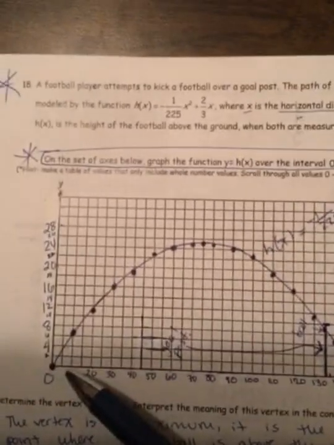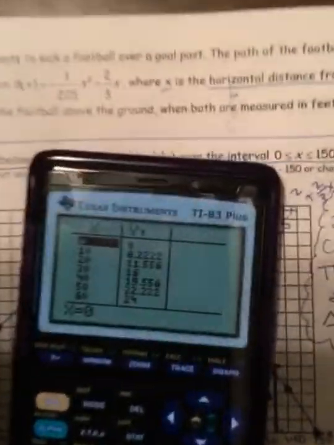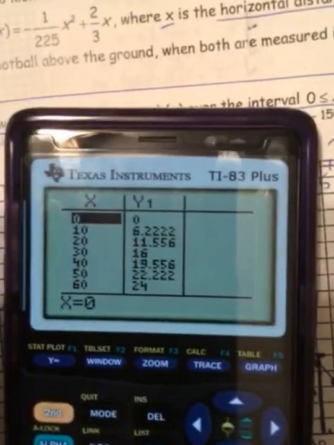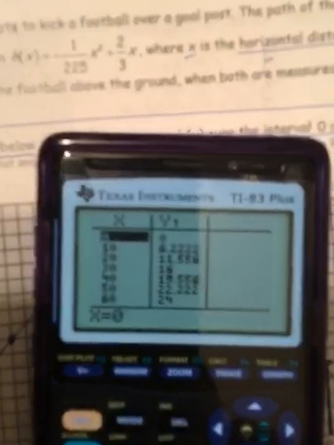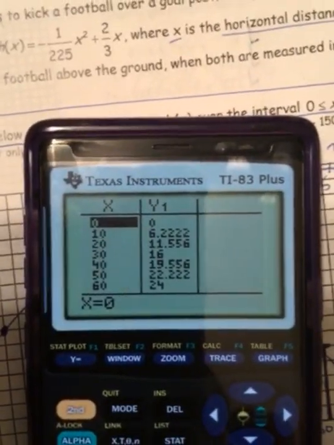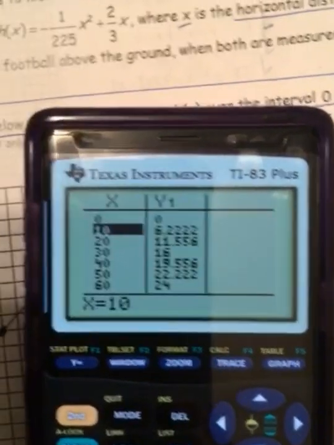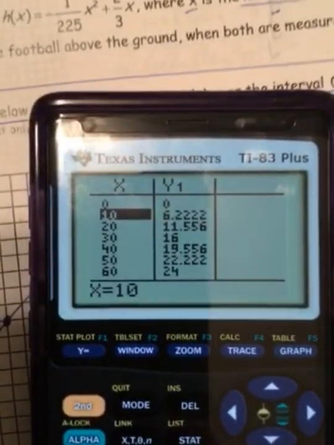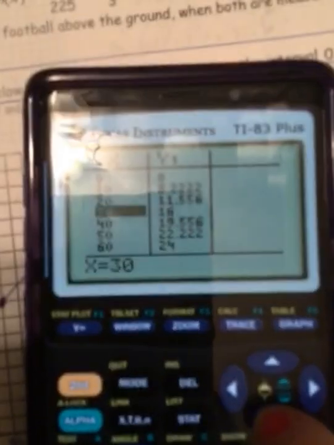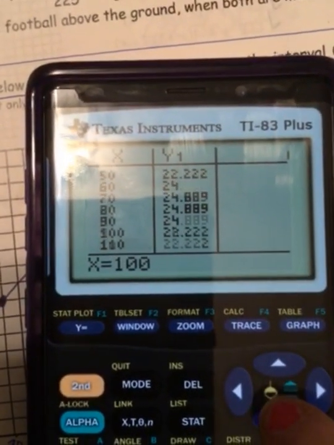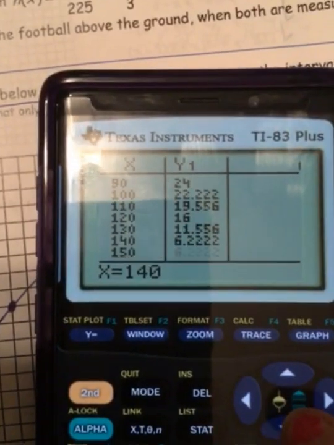So all I did was just using my table of values. So if I use my table of values, I can just start graphing these points. So I have 0, 0, right? That's where it's starting from being kicked. I've got 10, 6.22. So you want to roughly approximate these. I've got a point at 30, 16, and this is going to go all the way until it falls back to the ground.